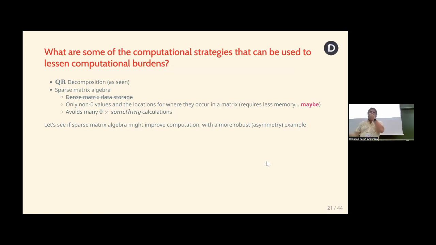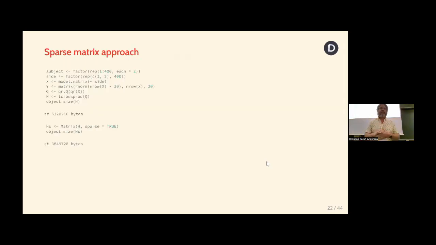Well, I showed you one, which is QR decomposition. That's a good one. There's also something called sparse matrix algebra, which instead of creating these large matrices that have lots of zeros recorded, only records the non-zero values and where they would occur in the matrix. It's a different kind of data architecture. Maybe we can use that too, right? And avoid calculating 0 times something many times. So let's just see, maybe sparse matrix algebra works better.